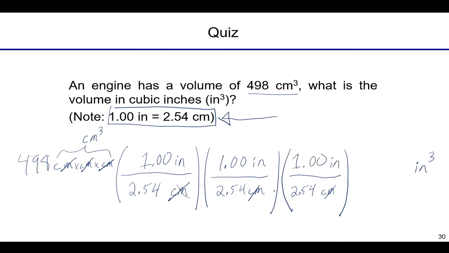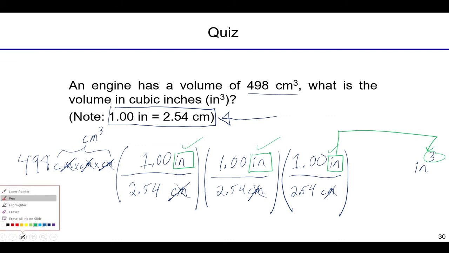And now look at what's convenient. The centimeters have all canceled with each of these 3 centimeters for cubic centimeters, but also this inch, and this inch all multiply together to create this cubic inch. So that's good. I just have to check here that the units should work out. And so 498 times 1 times 1 times 1 divided by 2.54 divided by 2.54 divided by 2.54 should give us something like 30.4 inches cubed.